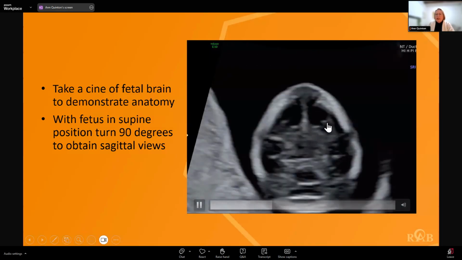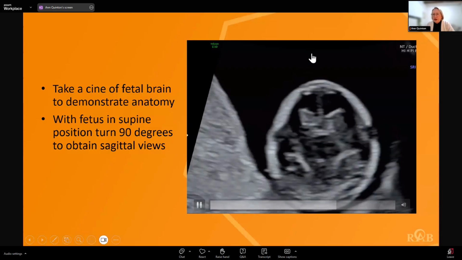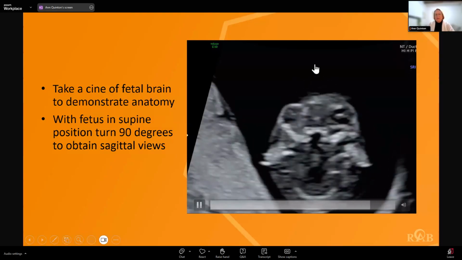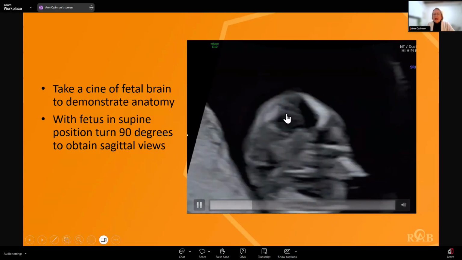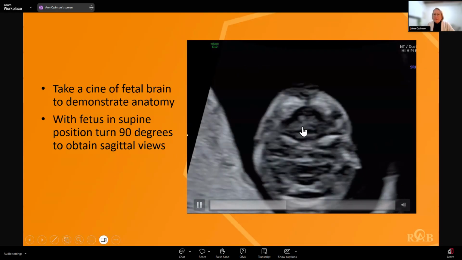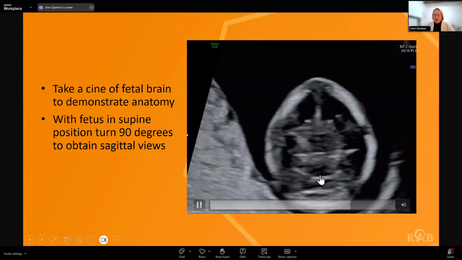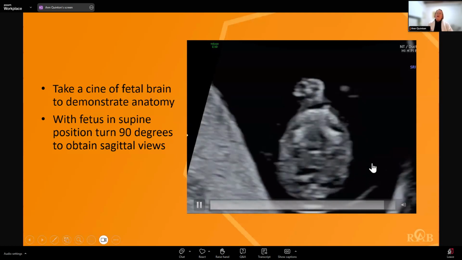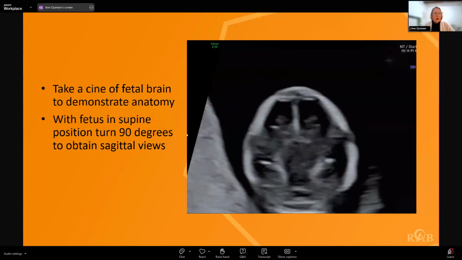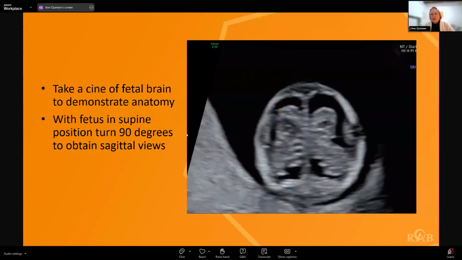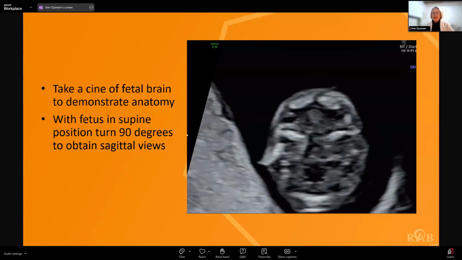Now, with the fetus in this position, we can see that it's looking straight up towards the transducer. So it's lying in a supine position, on its back, looking up at us like that. That's a perfect position with the falx straight up and down in line with the transducer and the beam. If you turn your ultrasound transducer 90 degrees on that fetal head, you will get a sagittal view of the brain. So let's all pretend we've just turned our transducer 90 degrees.